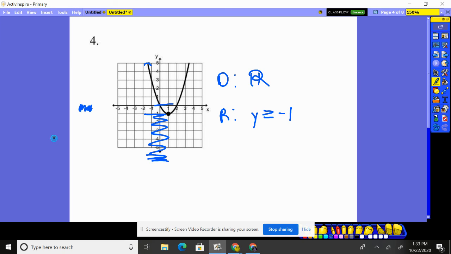It has it here at height of 0, height of 1, height of 2, height of 3. All those heights have it. Problems 3 and 4.